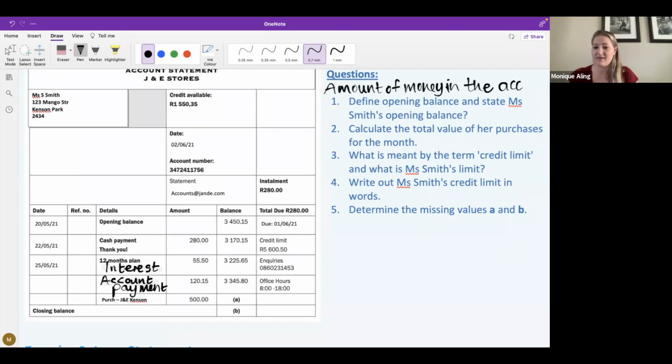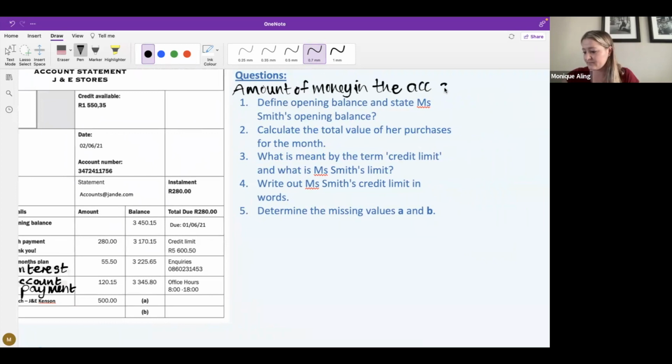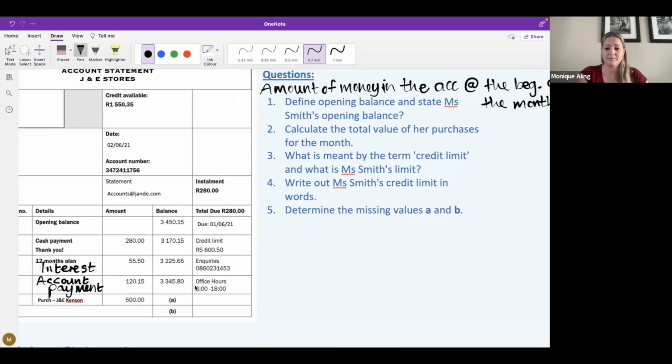At the beginning of the month. Because that's for your first mark. That's the first part of the question. Then they say, what is her opening balance? So that's the second part. Her opening balance is 3,450.15. Good.